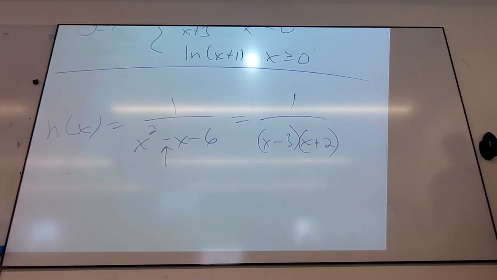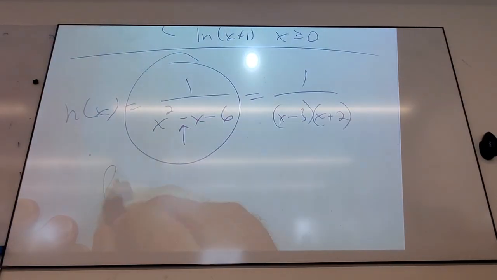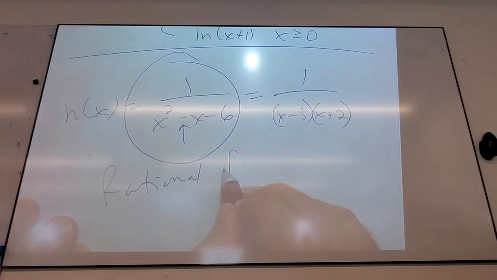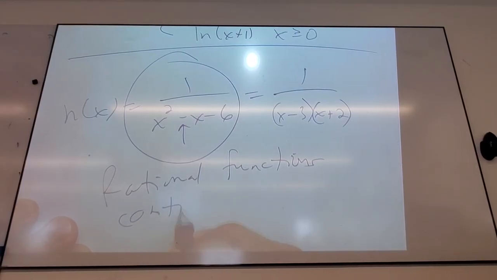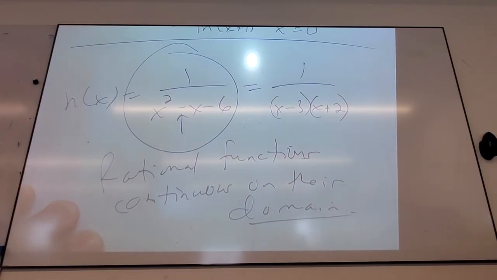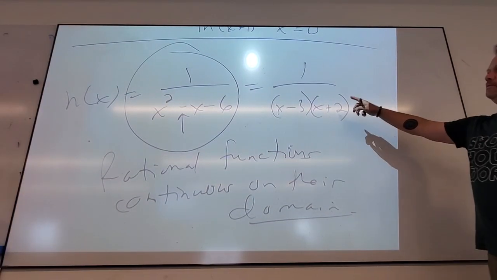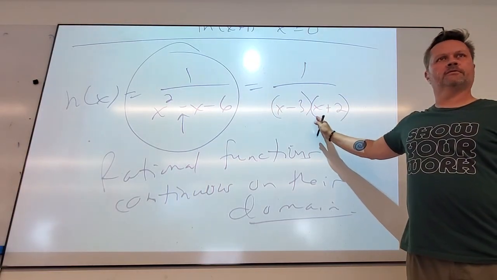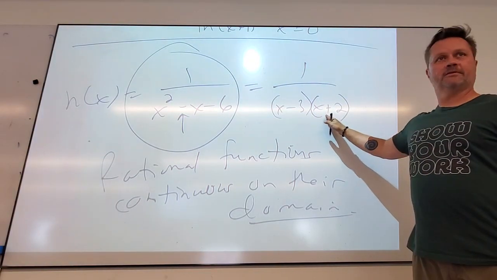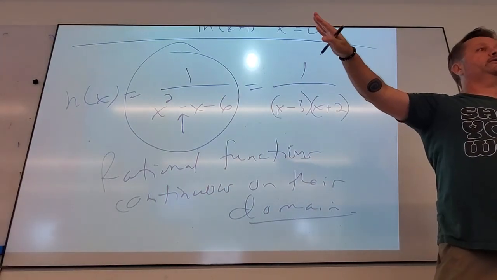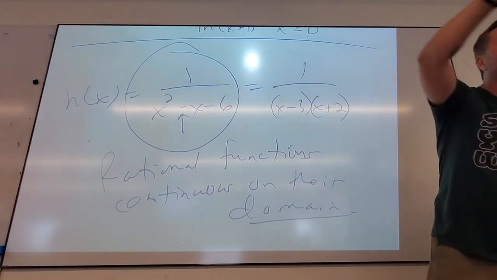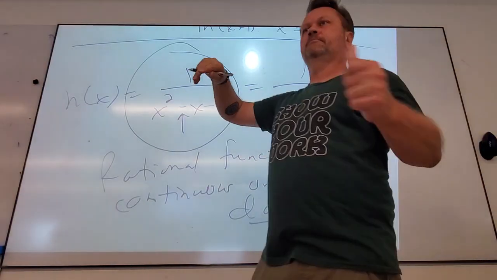So, do you see how rational functions are continuous on their domain? Whatever their domain, what is not in the domain of this function? 3 and negative 2. And it's continuous everywhere else. So this function is continuous on its domain.